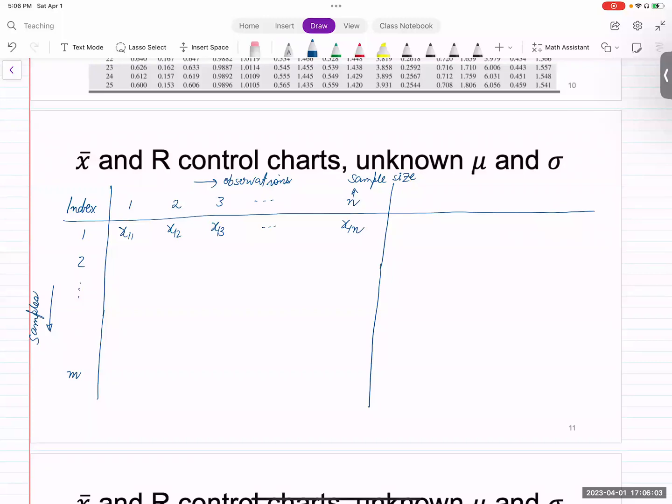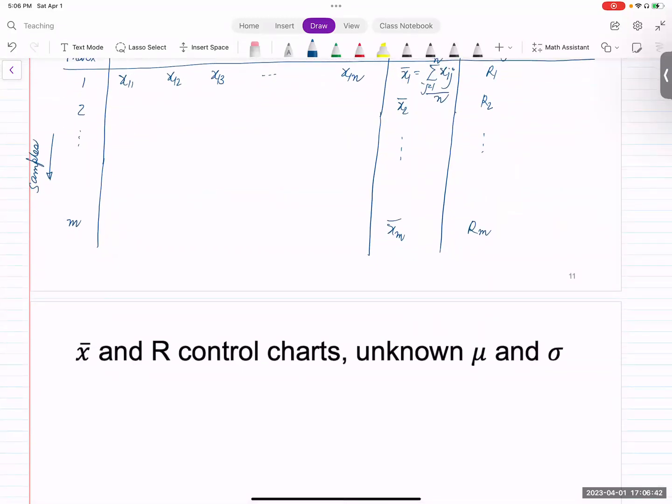And now from the data, you can compute x bar, the average for every single sample. And then for every single sample, you can also compute its range, which is r. This will lead you to x1 bar, which is equal to the summation of xij, j goes from 1 to n, divided by n. Similarly, you have x2 bar, up to xm bar. And for range, you have r1, r2, up to rm.